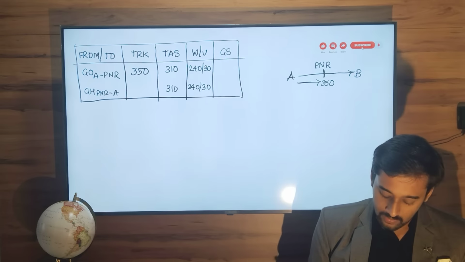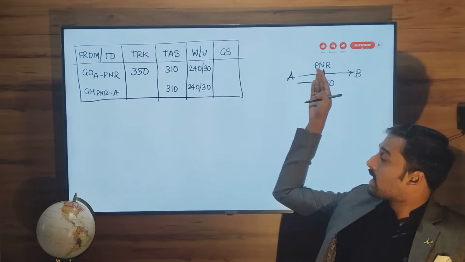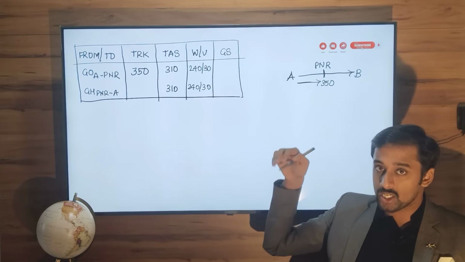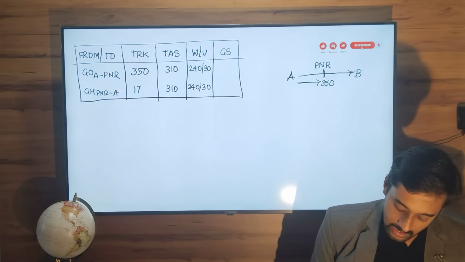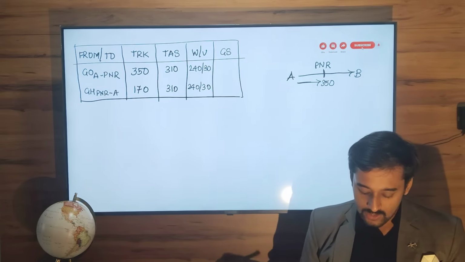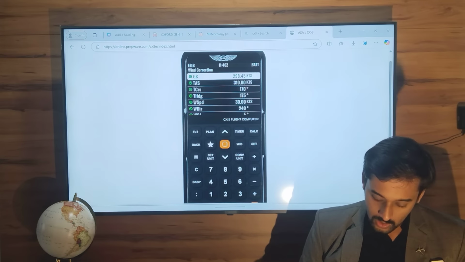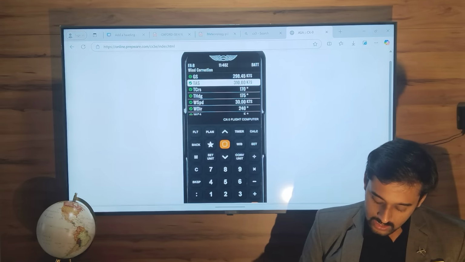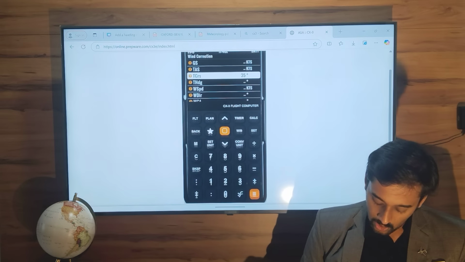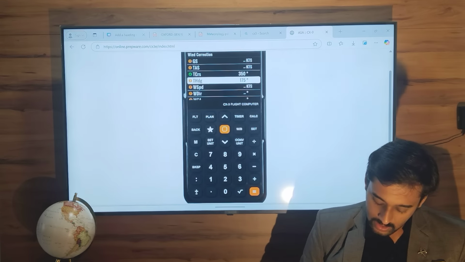TAS is also the same. Now when you come back from PNR to A, you will be flying the reciprocal direction, so 170 will be your track. Now let's find the values in CX3. Initially the track is 350 from A to PNR.